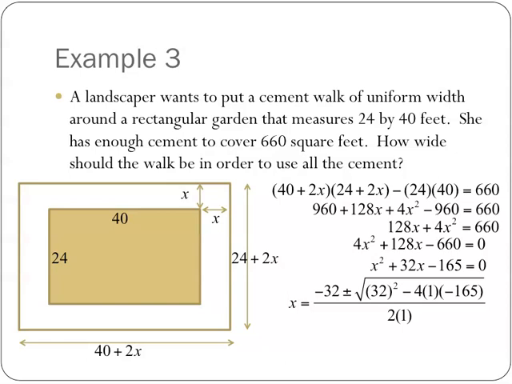Okay, applying the quadratic formula, remember that we will end up with two answers, a plus and minus answer, and we have to determine whether or not both answers are okay. In other words, do both answers give us a positive value for the width of x? So we end up with 4.5 and negative 36.5, and obviously the width of the walk cannot be negative 36 feet, so our answer is going to be 4.5 feet.